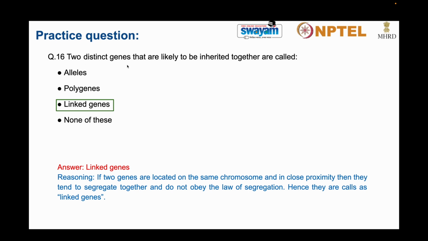So here they have said two distinct, that means there are two genes. So linked gene is the right answer. I hope it is clear. Let's move to the next question.